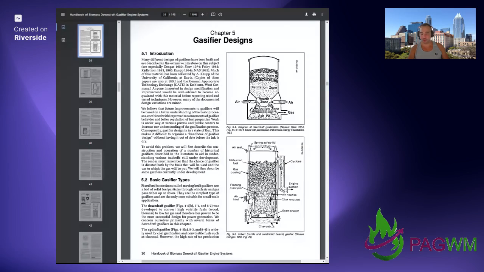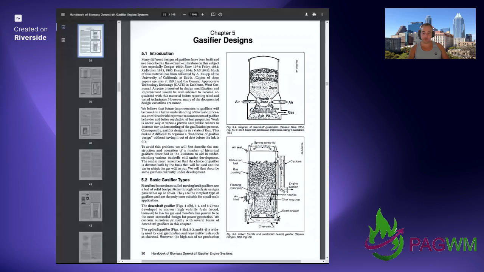The downdraft gasifier was developed to convert high volatile fuels, wood, biomass, to low tar gas and therefore has proven to be the most successful design for power generation. We concern ourselves primarily with several forms of downdraft gasifiers in this chapter. As you can see, here's the illustration. It's a good illustration, actually.